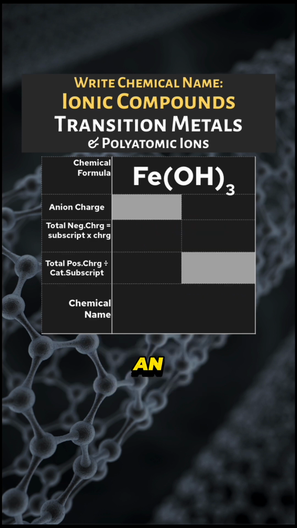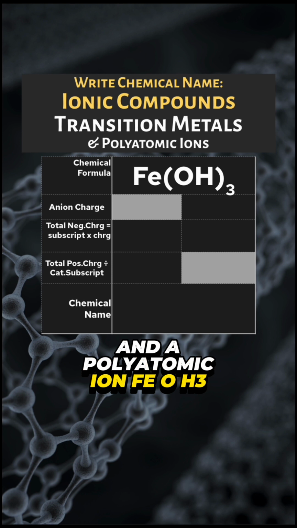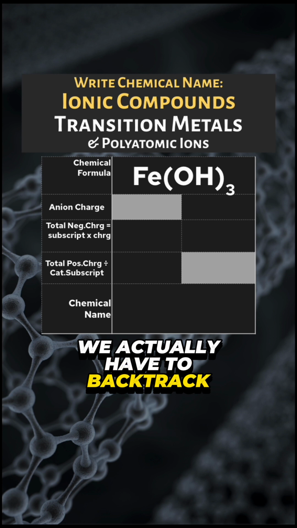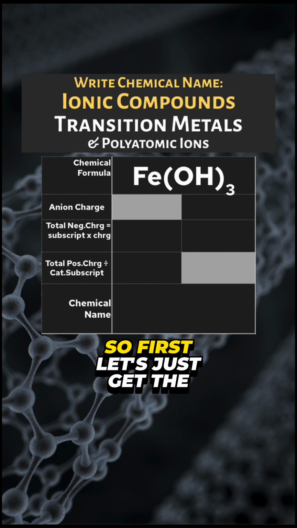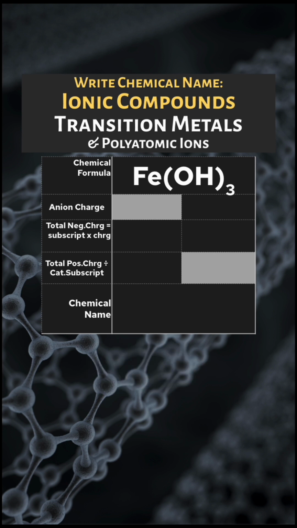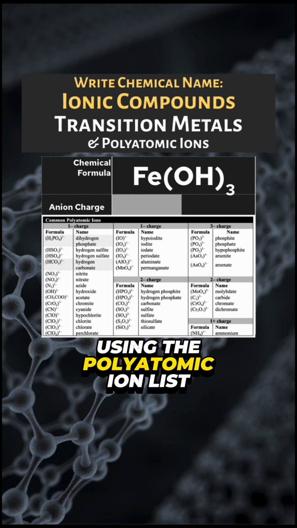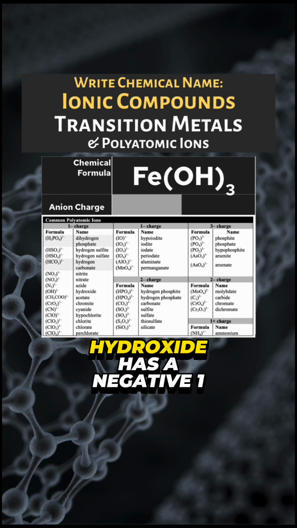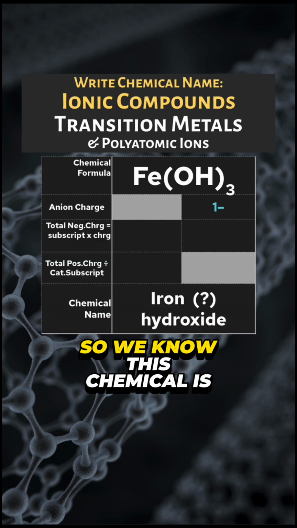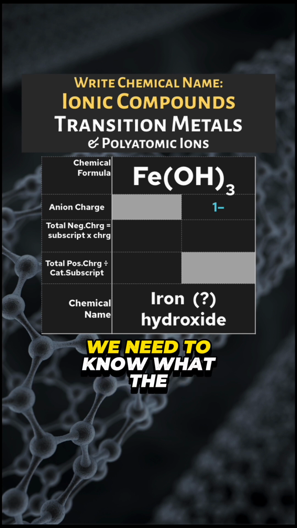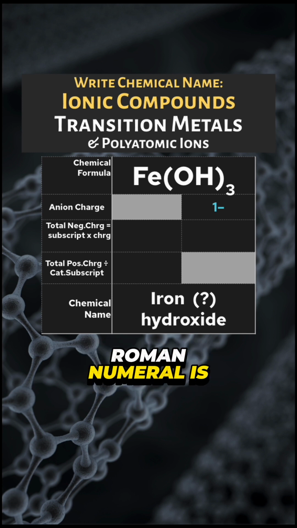Let's look at this example of an ionic compound containing a transition metal and a polyatomic ion, Fe(OH)3. Because we don't know the charge on the transition metal, we actually have to backtrack using the anion first. So first, let's just get the basic name of this chemical formula real quick. And we accomplish this by using the polyatomic ion list to verify what OH is, which is hydroxide. Hydroxide has a -1 charge. So we know this chemical is named iron hydroxide, but because it has a transition metal, we need to know what the Roman numeral is in the center.